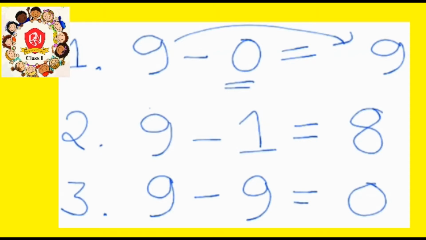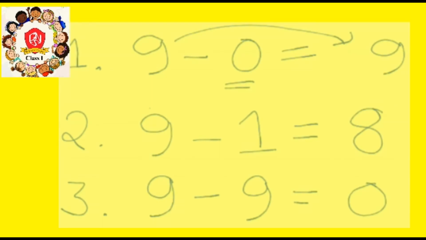Okay. So this is the subtraction up to the properties we have read today. Now in the next video we will learn how to do subtraction of 2-digit numbers and how to arrange them in place value chart and how to do subtraction by taking borrow.